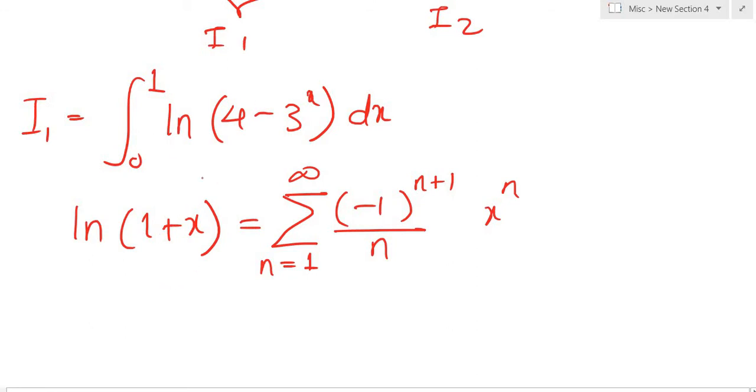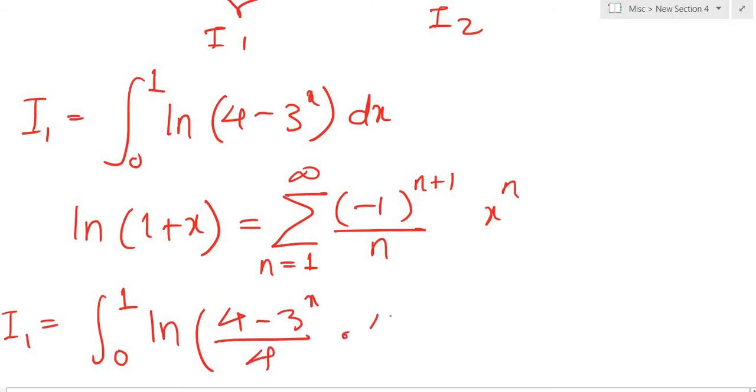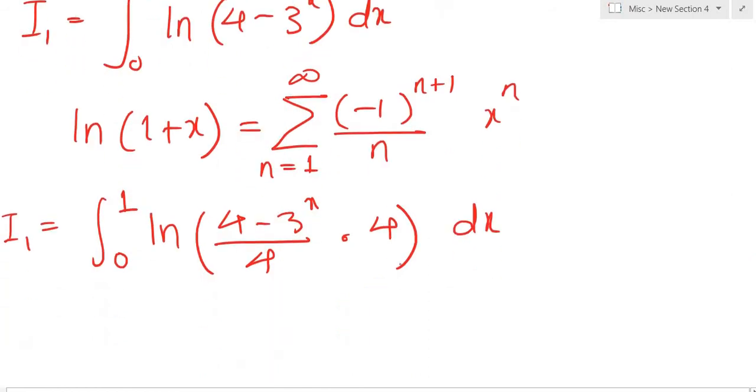Well, we have a 4 here, so we can multiply and divide by 4 with the hope that something might cancel off or simplify. So the integral from 0 to 1 of the natural log of (4 minus 3 to the power of x over 4) times 4 dx, because originally there was a 1 in the denominator. To maintain equality, we multiply and divide by 4.